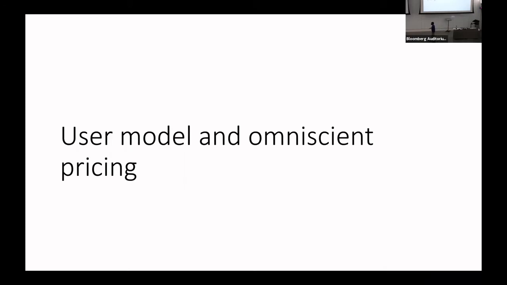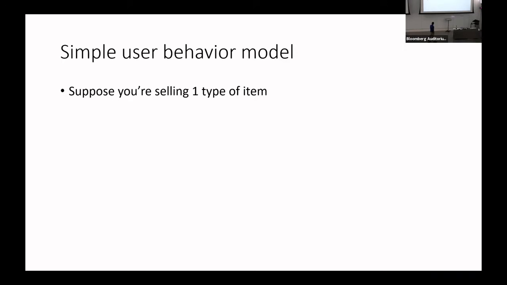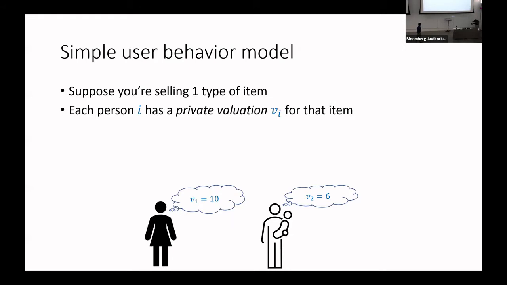Before we talk about pricing, let's introduce what we're going to assume about users for basically this entire module. It's going to be very simplified, but it's a useful starting point. Today we're going to be even simpler than what we'll expand to next time. For now, let's assume you're selling one type of item, a food item, and you don't have any other item.